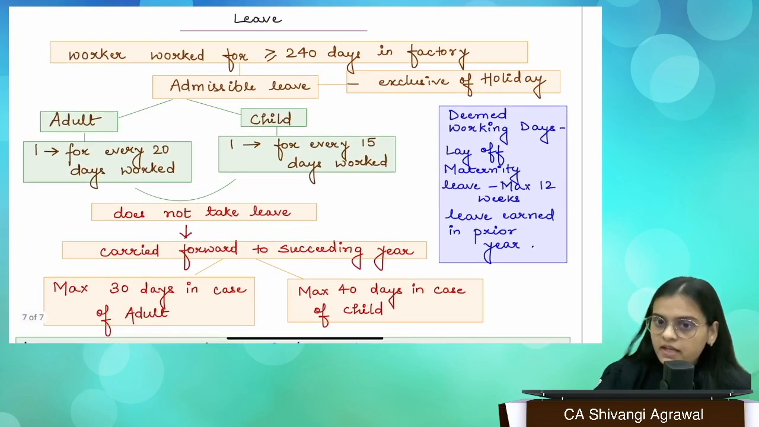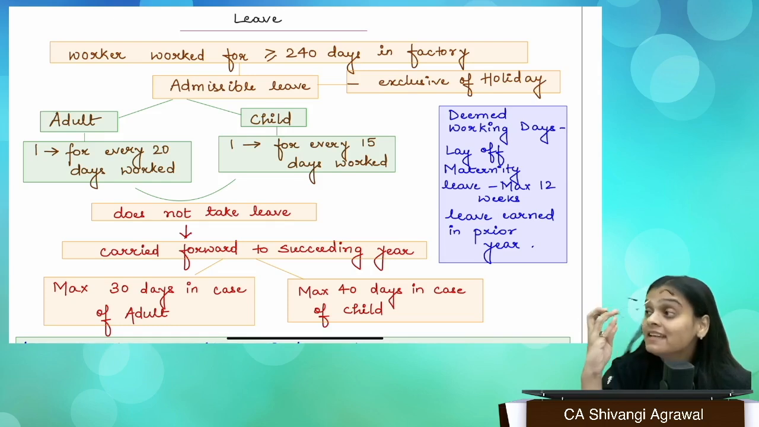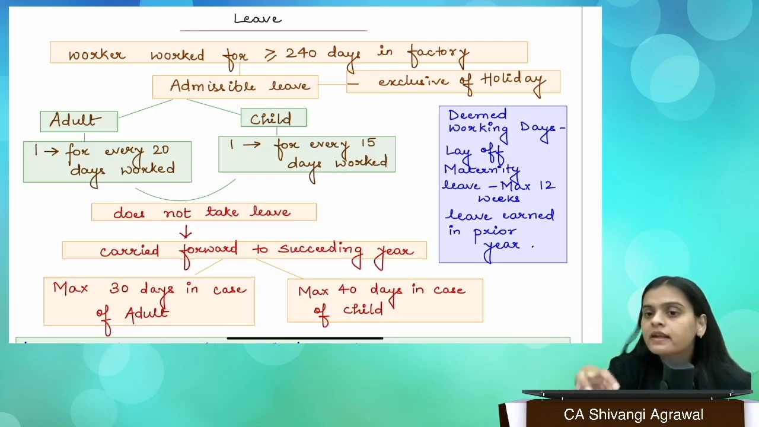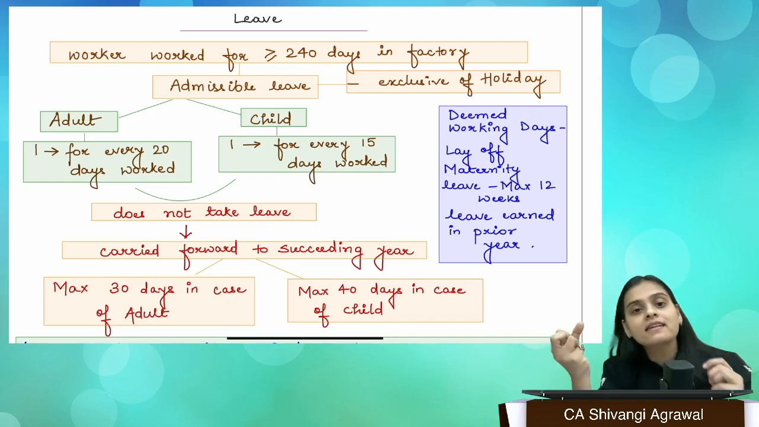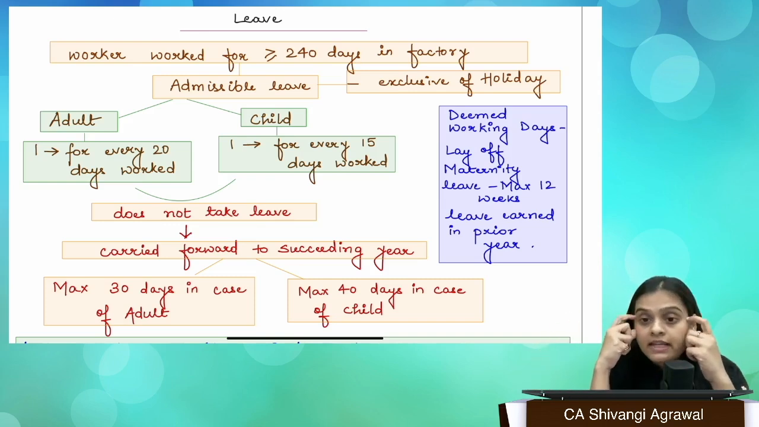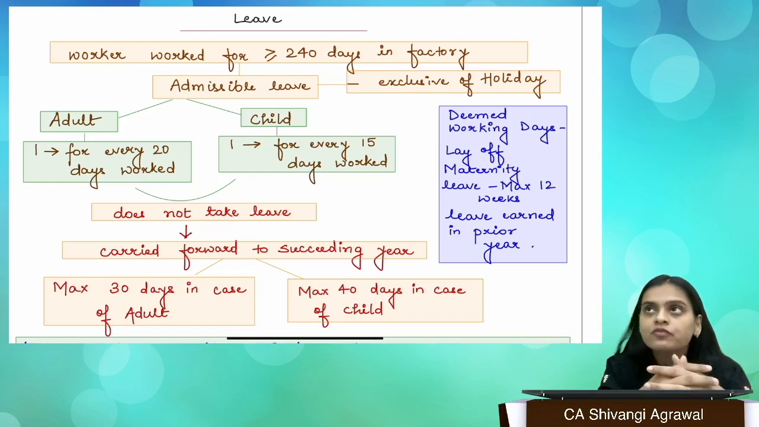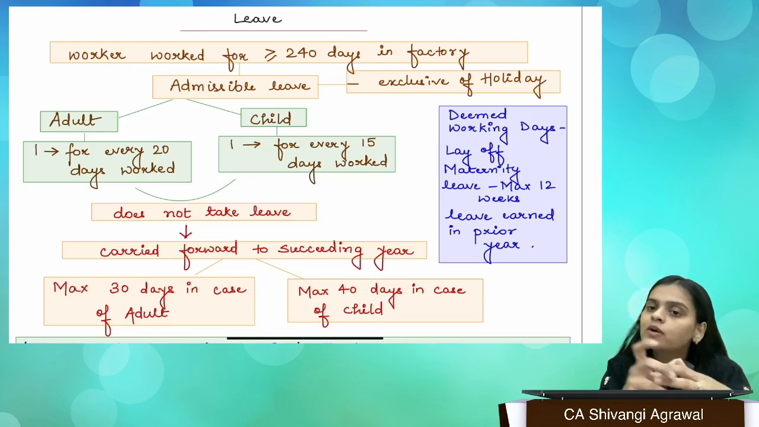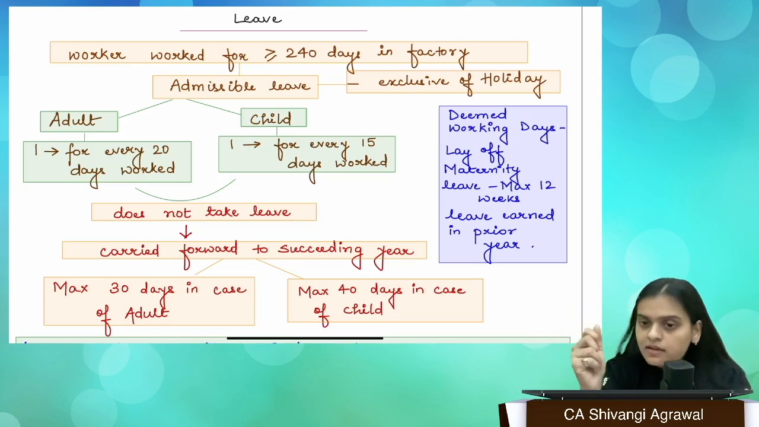Annual leave, right? Every worker who has worked for 240 days or more in a factory in a calendar year, so starting from January to December, if you check that, this is the worker who has worked for 240 days or more, he is entitled to leave. Like, no matter wherever in the corporates or in any company that you work, you are entitled to some leaves. You can get sick leave, right? There are a lot of leaves, right?